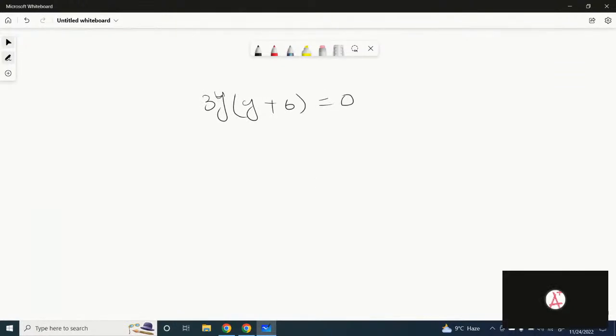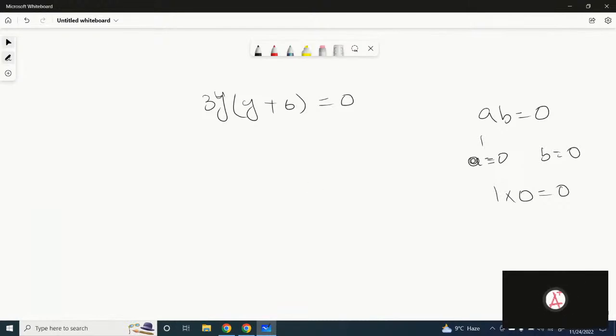Whenever the product of two terms is 0, for example a times b is 0, either a is 0 or b is 0. One of the terms is 0. For example, 1 times 0 is 0. Of the both, one of them must be equal to 0. So either a is 0 or b is 0.